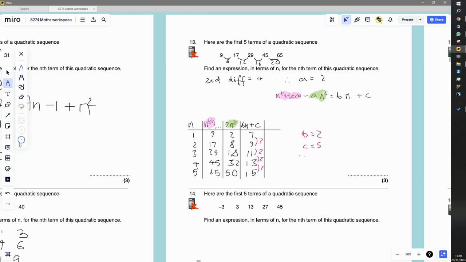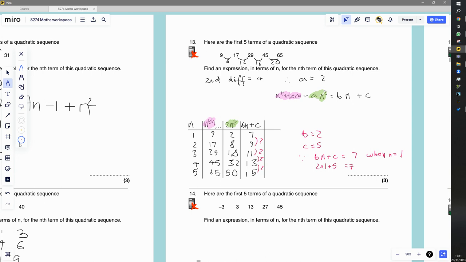because, and this is the upside down 3 crosses, bn plus c equals 7 when n equals 1. So in other words, we've got b, which is 2, times 1 plus 5 is equal to 7.